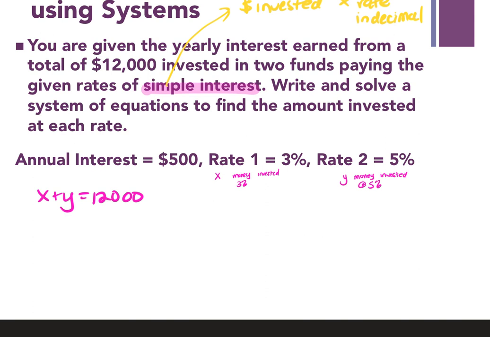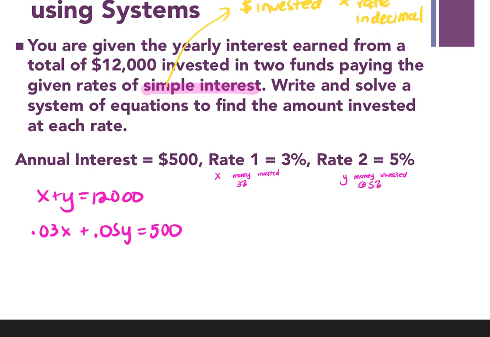Then the other one involves the interest that's earned. So if it earns $500 at the end, then I would take the amount of money invested at 3% times 0.03 plus the amount of money invested at 5% times 0.05, and it should equal the amount of interest earned, which is 500. So 0.03x plus 0.05y equals 500.